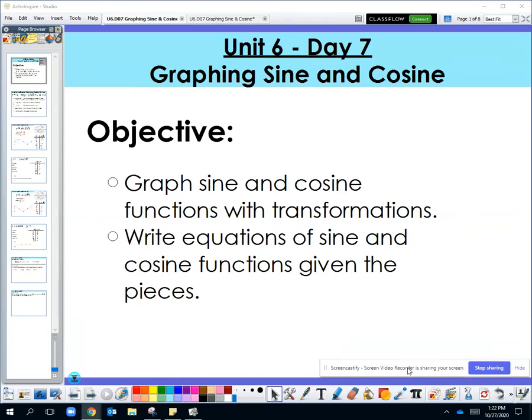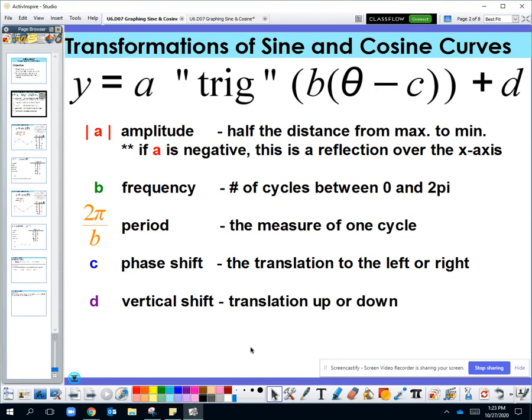Today we will be learning how to graph sine and cosine, as well as writing the equations when we are given pieces. So first, let's dive in and look at the attributes for graphing trig equations. This looks much like what we learned at the beginning of this year, where we discussed transformations with the A, B, C, and D transformations.